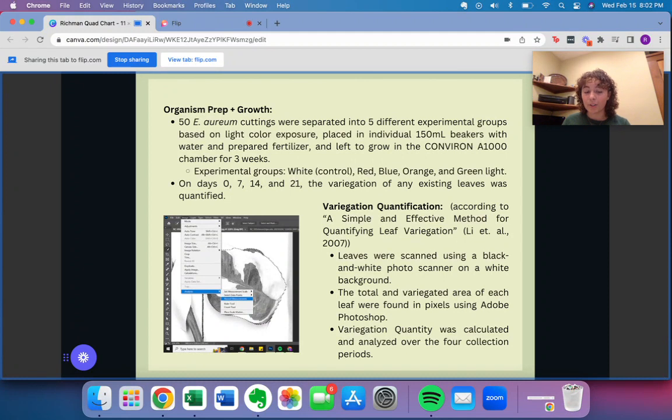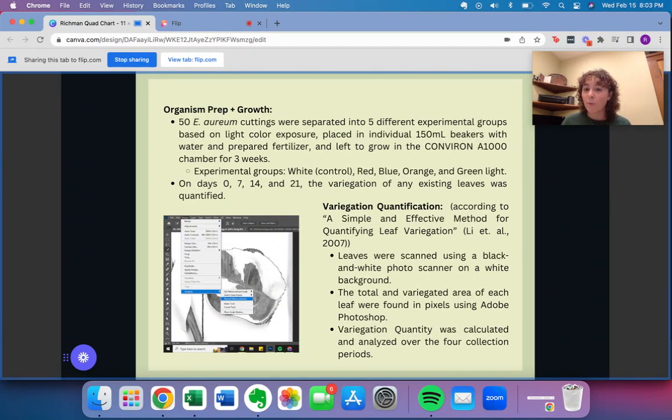It was a pretty simple procedure where I constructed a light infrastructure in a Conviron A1000 environmental chamber set to 25 degrees Celsius, 70% humidity, and 16-hour moderate light intensity days and 8-hour light intensity 0 nights. So it was basically a greenhouse environment that facilitated plant growth, which they were left in light environments where there was only one color of light. So red, blue, orange, green, or my control, which was white. So they were left in there for 21 days.